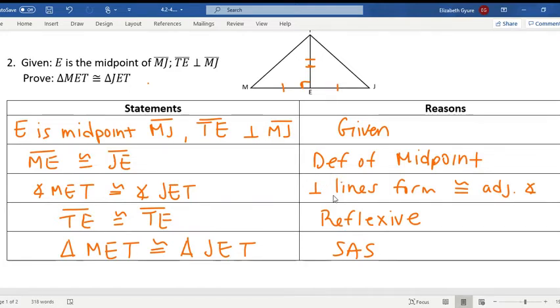Any questions about that? How do we feel about that one? You kind of see how it all works. And honestly, with these, there's obviously going to be a variation depending on the picture and what kind of vocab you're given. But that's the general process for proving two triangles are congruent. All right.